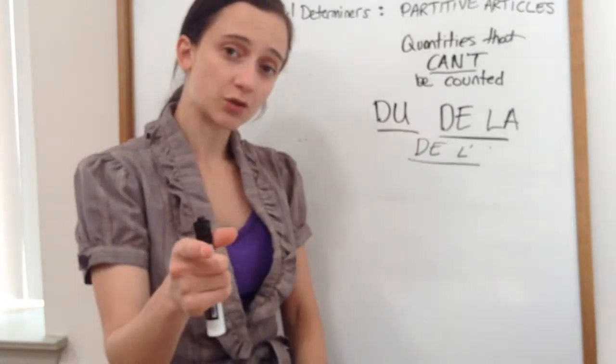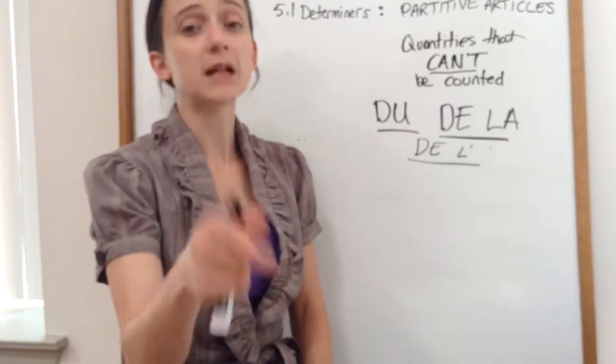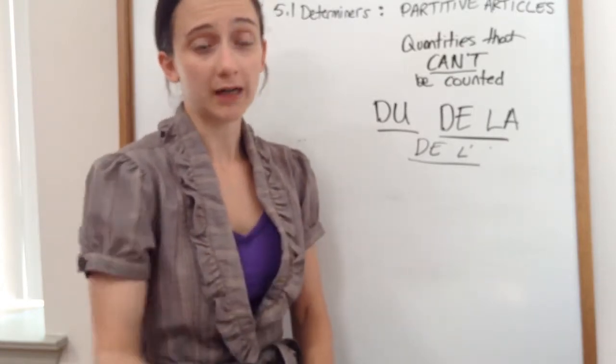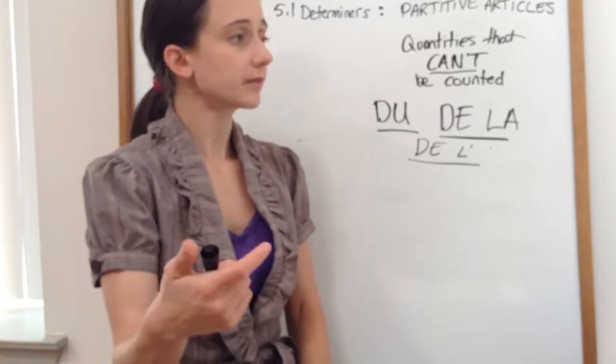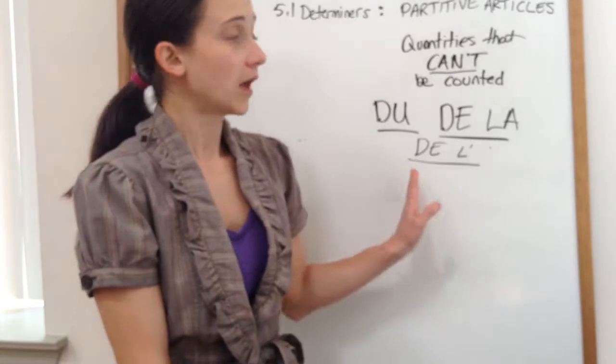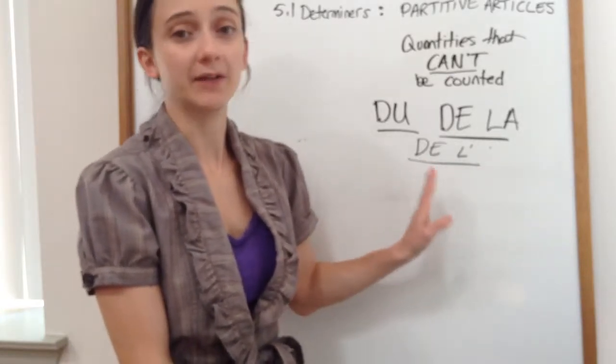Now that brings us to a specific word here, the word some. In English, sometimes we'll use the word some, like some water, I need some milk, and sometimes we leave it out. So we won't have a partitive article in English, but we need to have it in French.